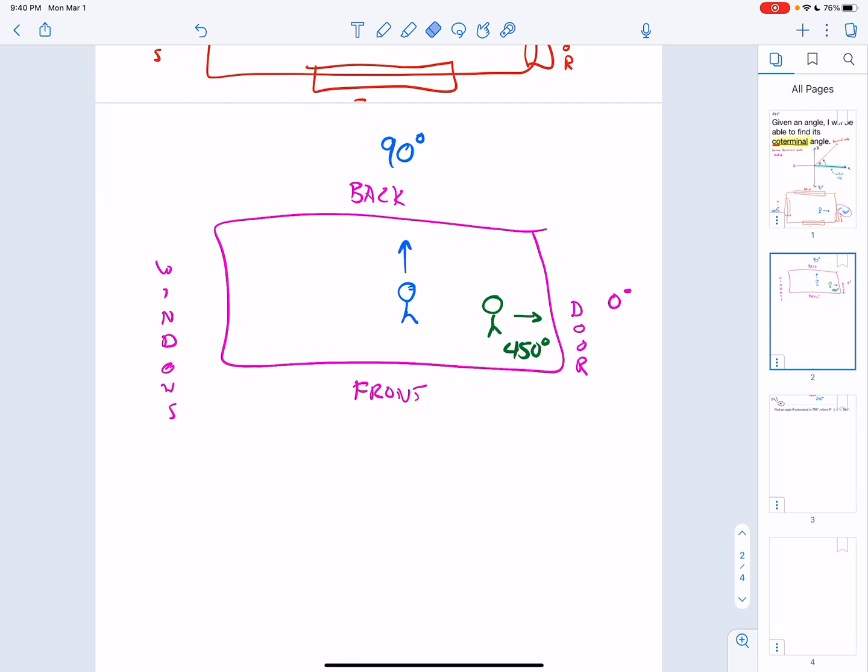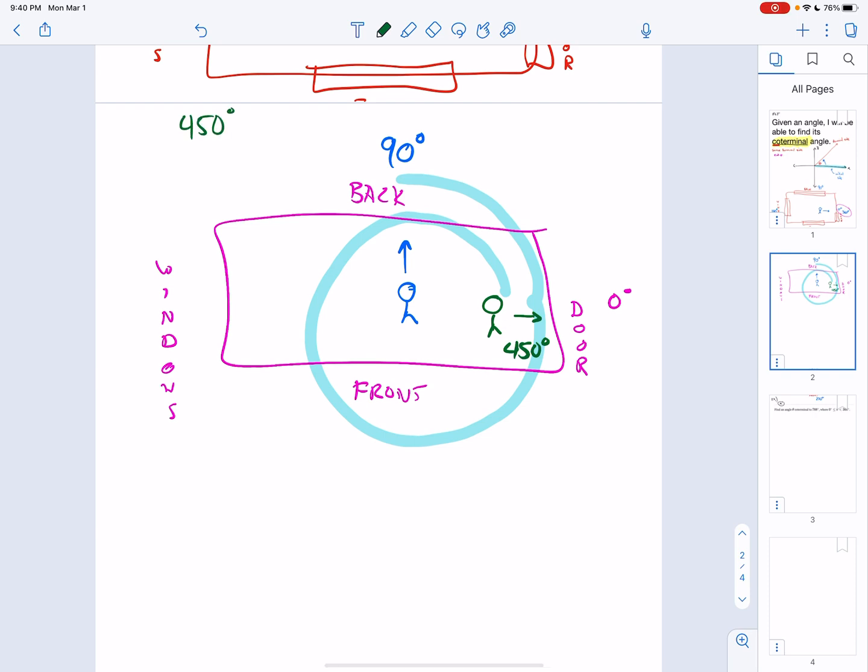Okay, so here's what you guys have to understand. Going 450 degrees is like going in a full circle plus a little bit more. Actually, 450 is the same thing as going 360 and then going 90 degrees. So if I go in a full circle, this green guy is still facing the door to the right, and to travel another 90 degrees, this green guy would be also facing the back, just like his blue friend here.